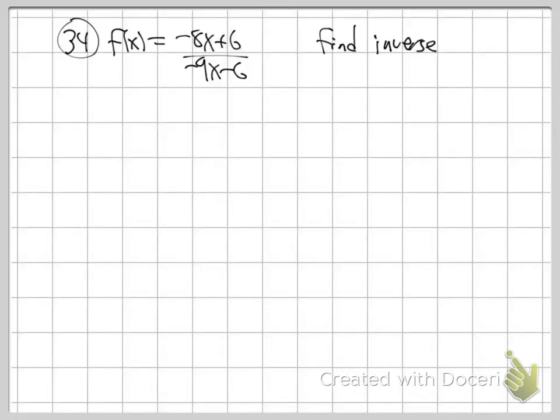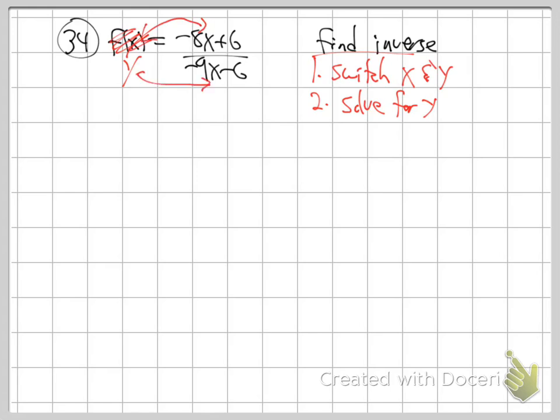Inverse, what's first step? Switch x and y. Flip them, invert them, however you want to say that, right. Switch x and y, step 2, solve for y, right? That's all we got to do. So where's the y? f of x. That's your y. So swap x and y. So y's become x's, x's become y's.